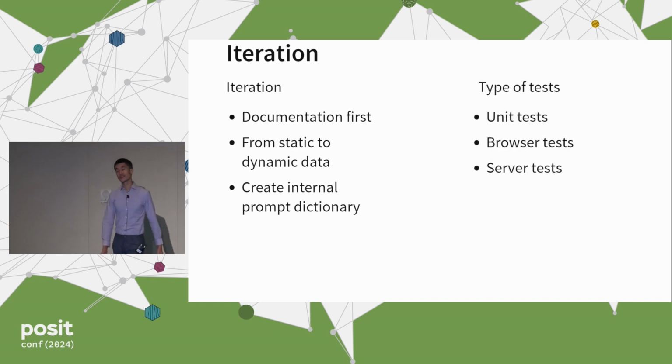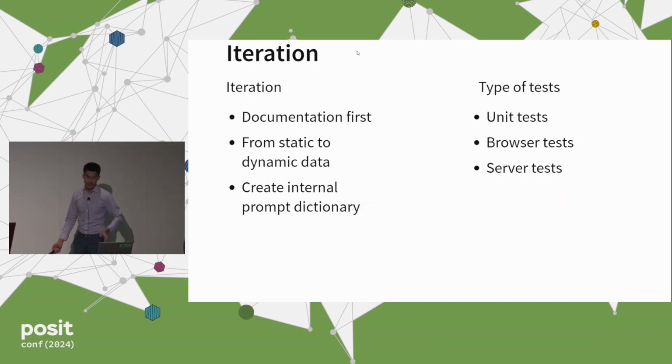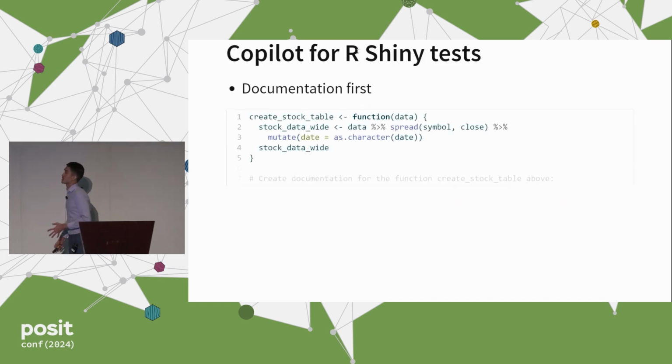To demonstrate these points, I will use Copilot to create tests for this very simple Shiny app. The Shiny app we saw of stock prices is very simple. There are 3 types of tests I want to show: unit, browser, and server. The first test is a unit test, a very simple test. I'm pretty sure 90% of you know what a unit test is. It looks at the input and the output of the function. Now, I want to create a very simple unit test for this function that transforms data from wide form to long form.